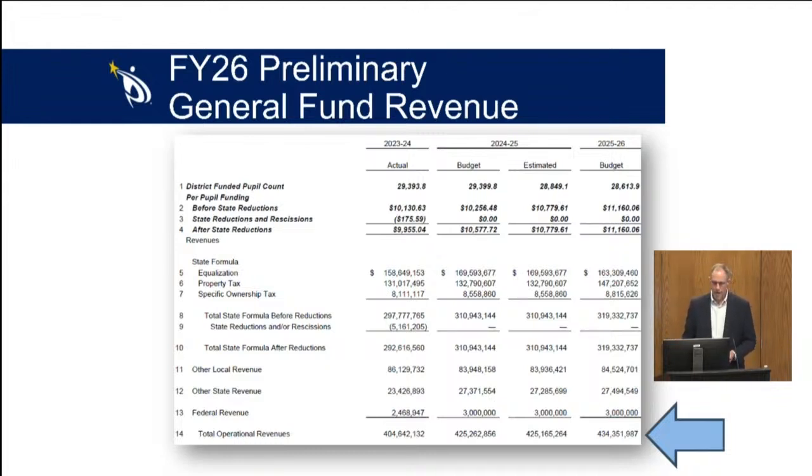Okay, right below that, this would be line 2 before state reductions. This is the per pupil rate, $11,160.06. This is slightly different than we presented a couple weeks ago, and there's an important reason for that. In the period that has passed, we learned about changes to Ascent funding, and the changes to Ascent funding will modify our per pupil rate a little bit.